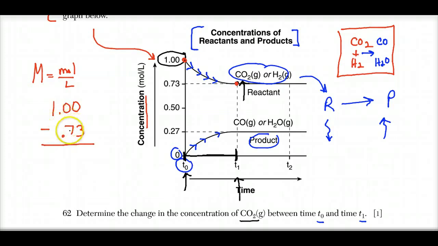So 1.0 minus 0.73 is 0.27. And again, these are molarities, so you subtract and you get 0.27 molarity. And that's all they wanted. Now, of course, I did a lot more thinking through this, but the difference between these 2 points is 0.27. That's all they wanted. Okay, so let's go to the answer booklet.